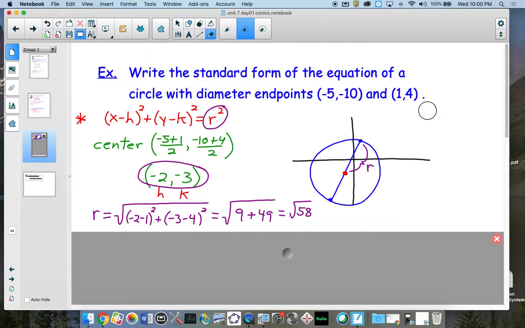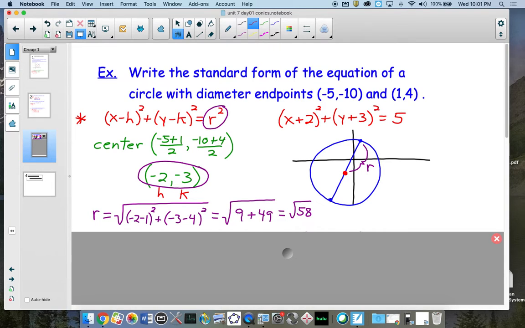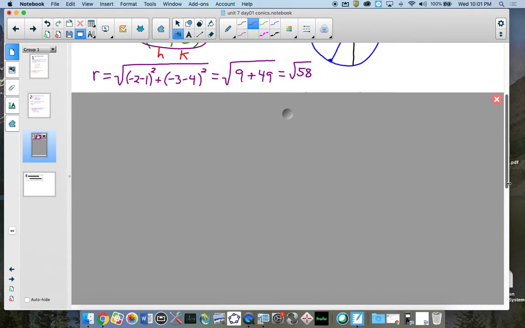Let's make some room over here. Put it right up here. So final answer is x minus h, so x minus a negative 2, squared, plus y minus k, y minus a negative 3, so y plus 3 squared, equals r squared, which is 58. And there's the equation of the circle that has a diameter with those endpoints. So that one took a little bit more work, but still not too terrible.